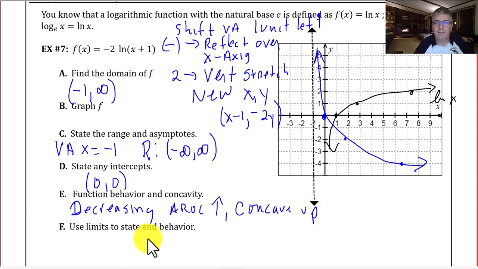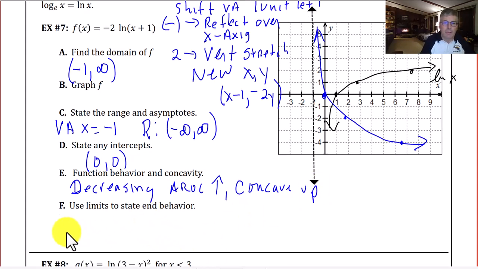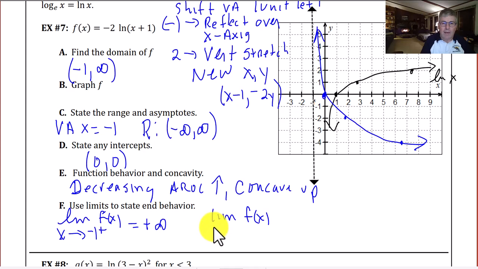And use limits to state the end behavior. The limit of f of x as x approaches -1, and we're coming at -1 from the right, is going to positive infinity. And the limit of our function f of x as x approaches positive infinity, that is, the y's are going to negative infinity.